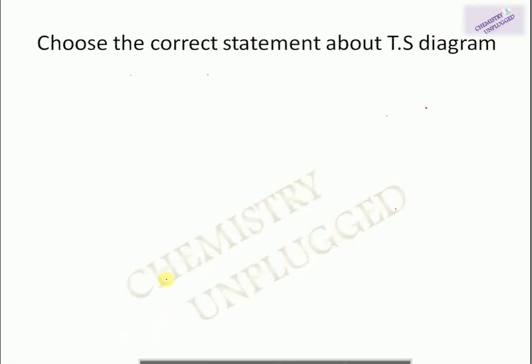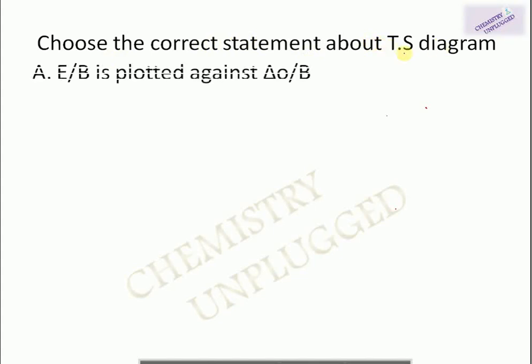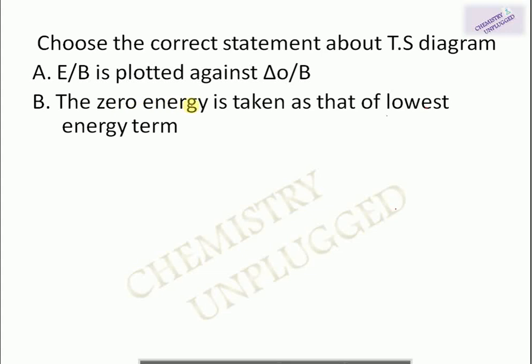And next we have a question from CSIR NET. The question is: choose the correct statement about Tanabe Sugano diagrams. A point is E upon B is plotted against delta naught upon B. This is the right statement. We know that delta naught upon B is on the x-axis and E upon B on the y-axis. Second point is the zero energy is taken as that of the lowest energy term. This is also right, because the lowest energy term is placed on the x-axis at the 0 energy level. So this is also a correct statement.